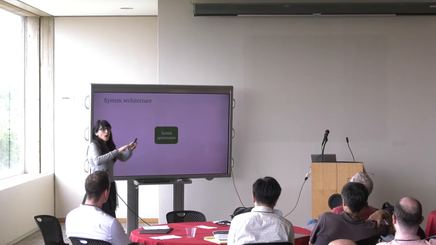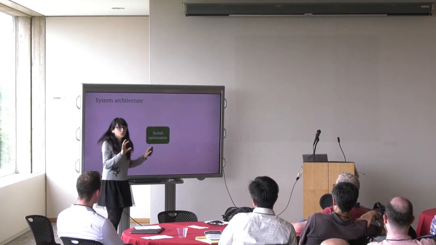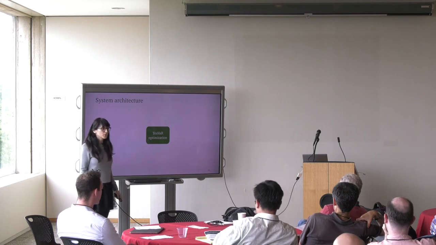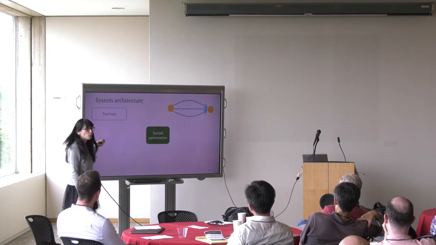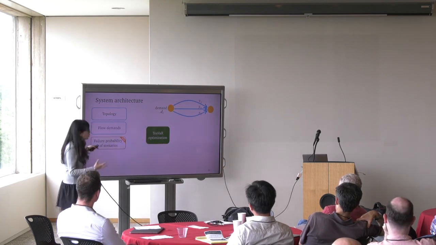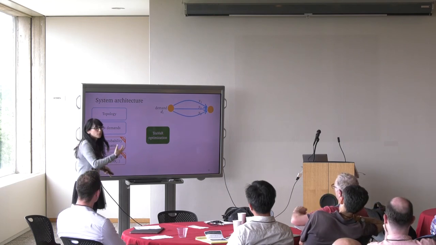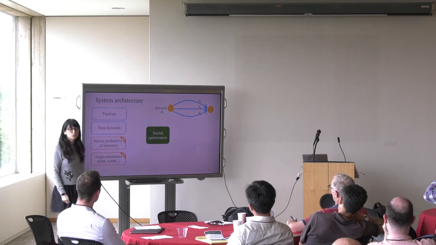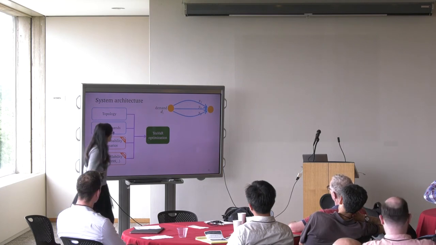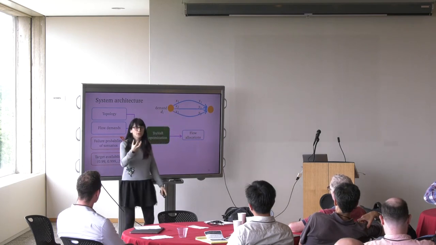So overall, the way the system works is that there's a TeaVaR optimization function, the one we write in the middle. We take the topology of the network, and we take the flow demands of the entire network. The new piece that we're adding is the failure probabilities of different scenarios and the target availability rate that, say, as a service provider, you want to satisfy. We feed all of these into our optimization function, and the output is the flow allocations per user.